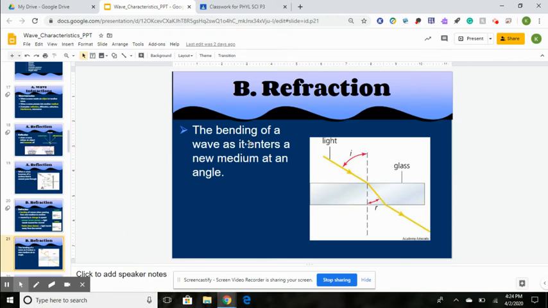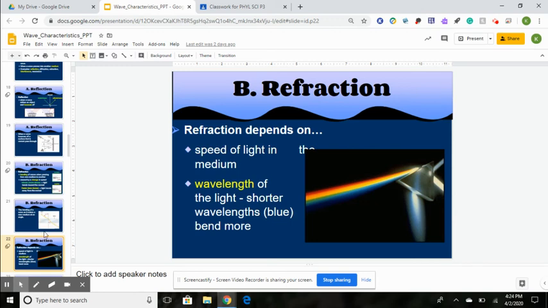This is just another example. You can also think of refraction as the bending of a wave as it enters a new medium at an angle. Refraction depends on the speed of light in the medium, and it also depends on the wavelength. We tend to say that shorter wavelengths will bend more. We'll get to this later, but blue has one of the shortest wavelengths. It travels faster.